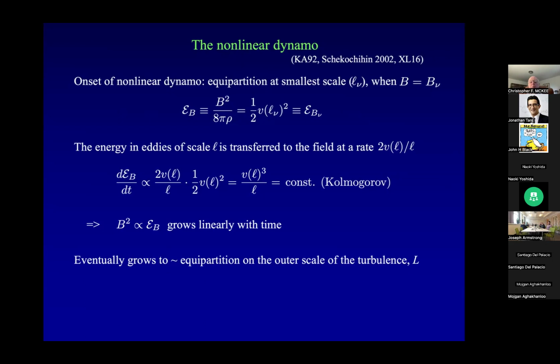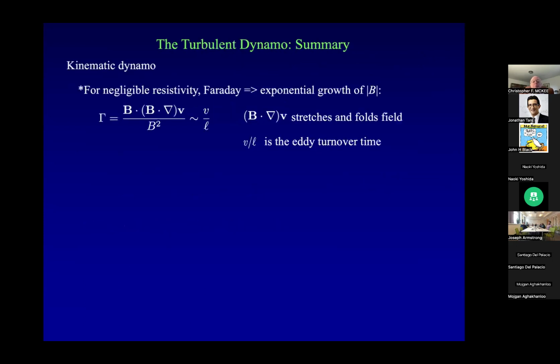In a very famous paper establishing the theory of subsonic or incompressible turbulence, Kolmogorov showed that V cubed over L is a constant in that turbulence. What that means is that the magnetic field grows linearly with time in the nonlinear dynamo. And eventually it approaches equipartition on the outer scale of the turbulence.